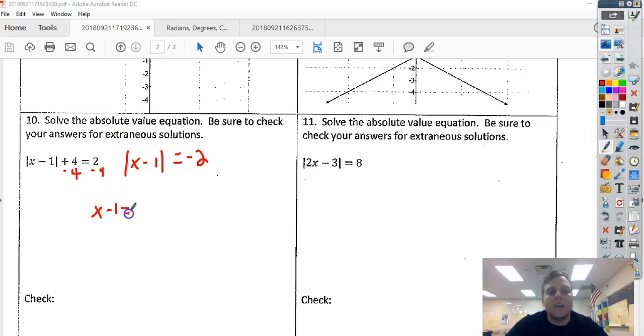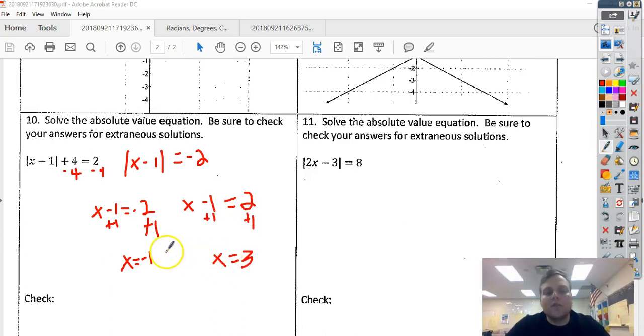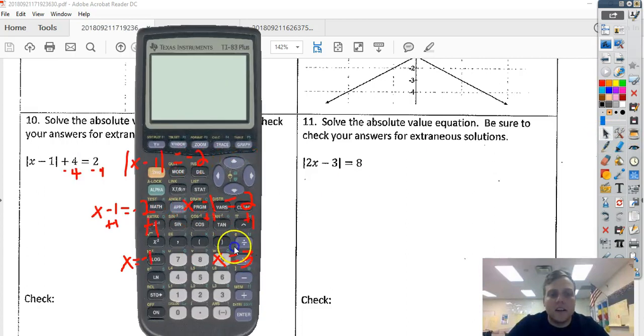Now that I have the absolute value by itself, I can set up my two equations: x minus 1 equals negative 2, and x minus 1 equals positive 2. So now I can solve for x. Add 1, so x is equal to negative 1. Over here I add 1, so x is equal to 3. These are my two potential answers that I need to check. I'm going to go back to the original equation and let the calculator do the checking for me. I'm not going to make this harder than it needs to be.